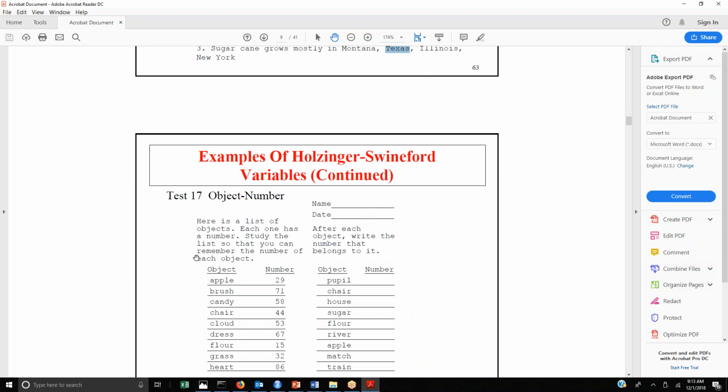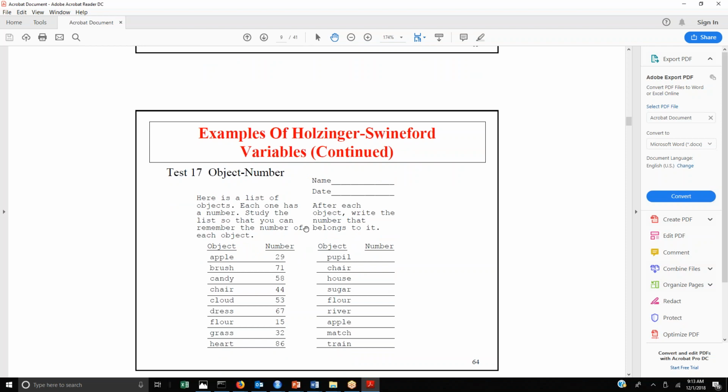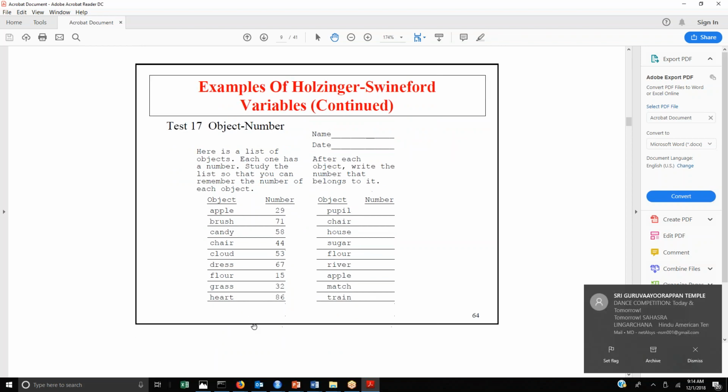Okay, here is a list of subjects. Each one has a number. Study the list so that you can remember the number of each object. Okay, after each object, write the number that belongs to it. So if you have a fast reporting, this is the issue of speed recall.